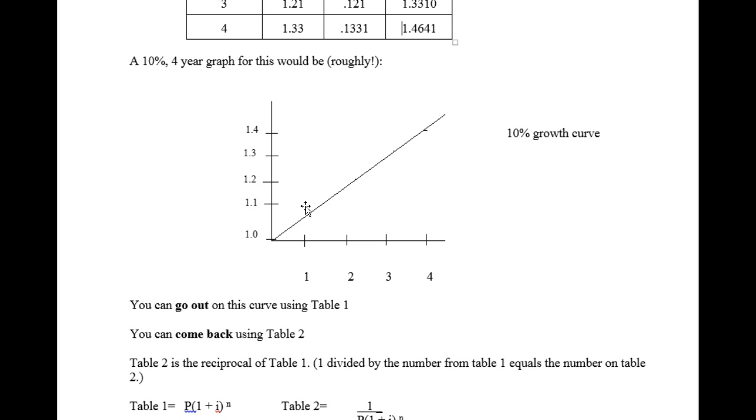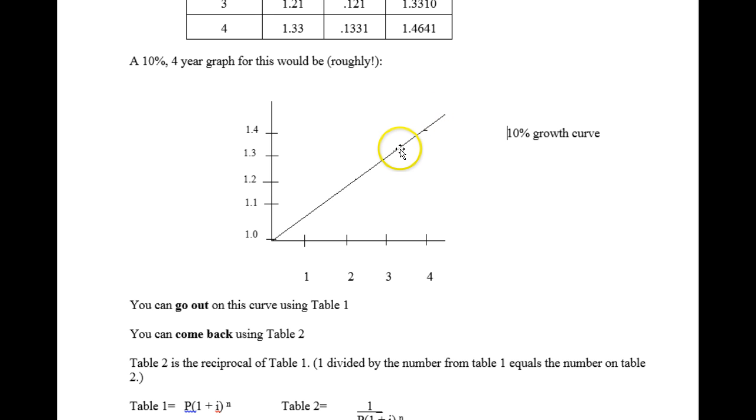If you take this and you graph it for a 4-year period, you will see that it grows to be, you've got to be loose in your interpretation, it should be right here. I couldn't curve this line; it would really go something like this. But my point is the $1 would grow on a 10% growth curve going out over 4 years. So you could go out on this chart using table 1.